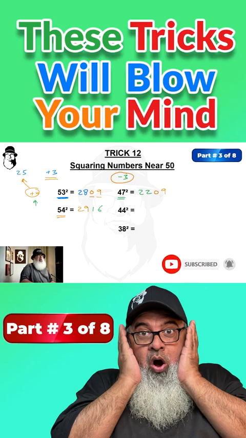And then with 44, this is 6 less from 50. So 25 minus 6 is 19. That's the first part of the answer. And 6 squared is what? 36. We write 36 as the second part of the answer. 44 squared, or 44 times 44, it's the same thing, 1936.